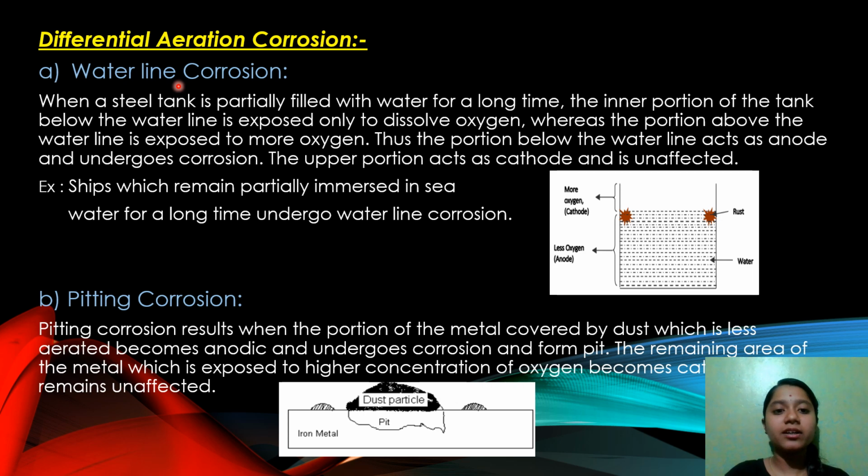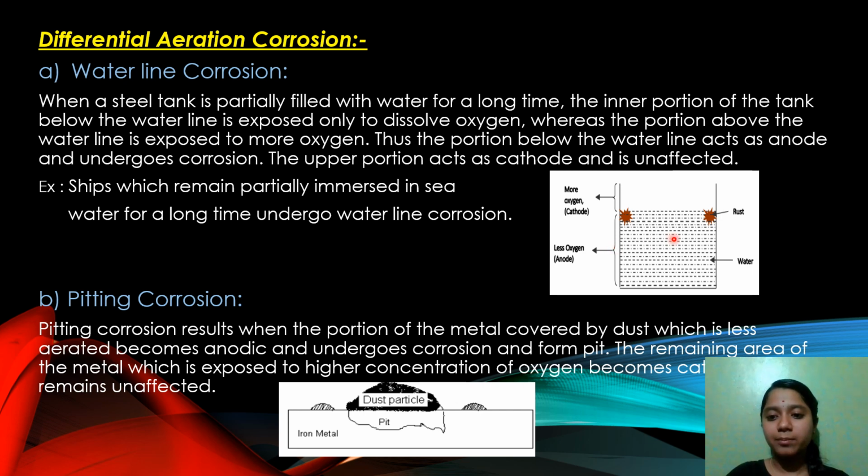Differential aeration corrosion is further classified into two, that is waterline corrosion and pitting corrosion. Waterline corrosion: when a steel tank is partially filled with water for a long time, the inner portion of the tank below the waterline is exposed only to dissolved oxygen, whereas the portion above the waterline is exposed to more oxygen. Thus, the portion below the waterline acts as anode and undergoes corrosion. The upper portion acts as cathode and is unaffected.